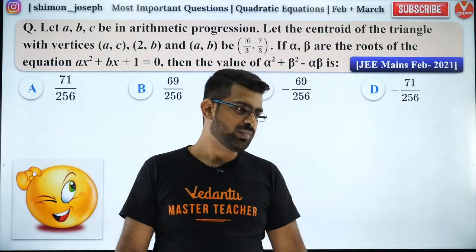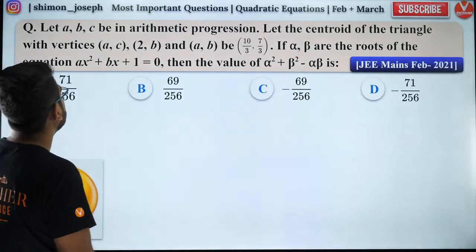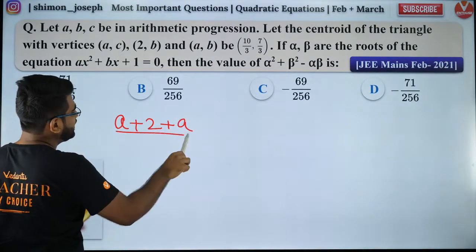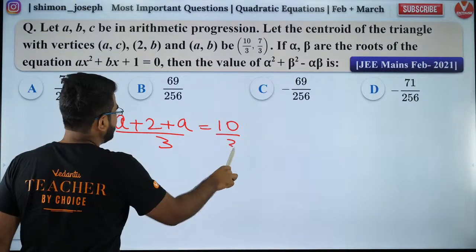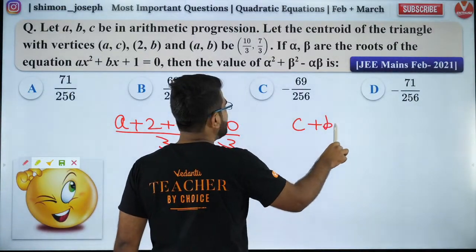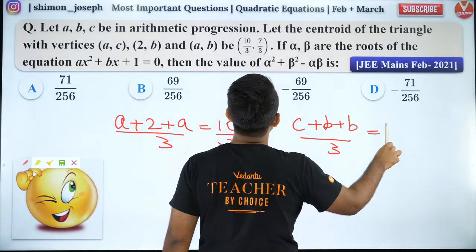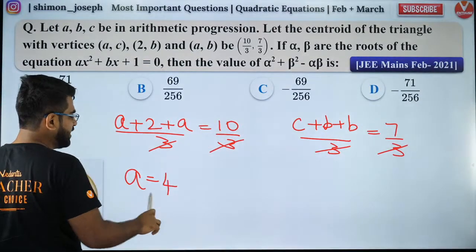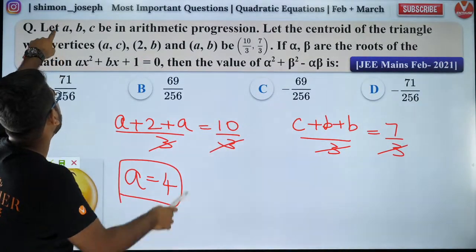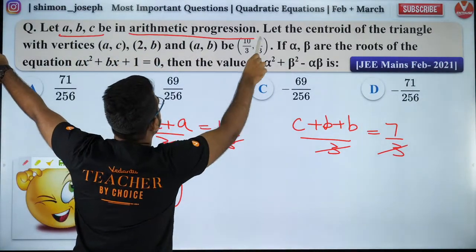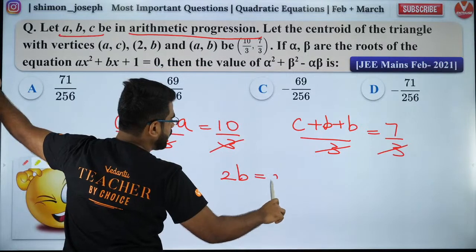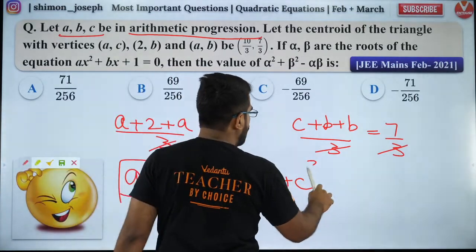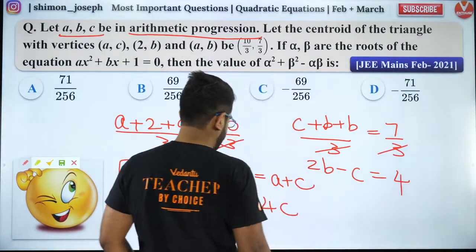So people, let me solve this question. First of all, what is centroid? Centroid is (x1 plus x2 plus x3) by 3 is equal to 10 by 3, and (y1 plus y2 plus y3) by 3 is equal to 7 by 3. So I will have a is equal to 4, my dear. And what else we know? We know that a, b, c are in arithmetic progression. So can I say 2b is equal to a plus c? So 2b is equal to 4 plus c. So I will get 2b minus c is equal to 4.